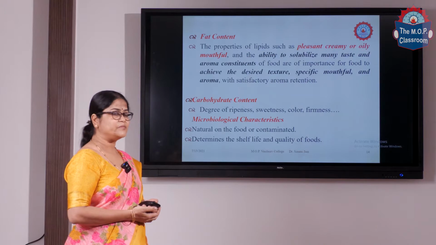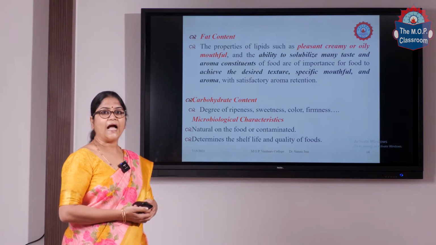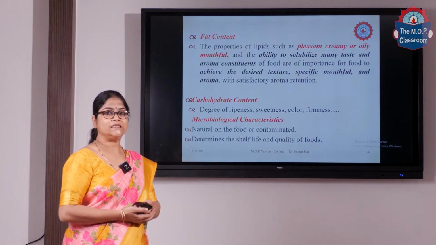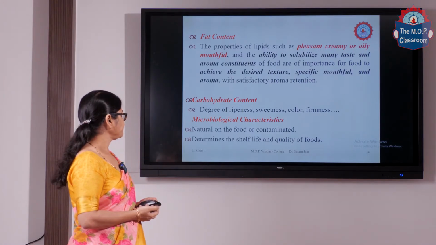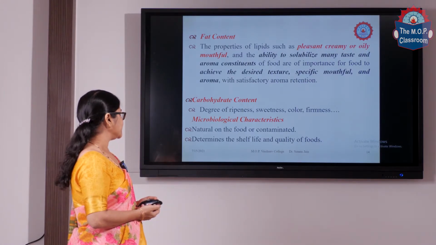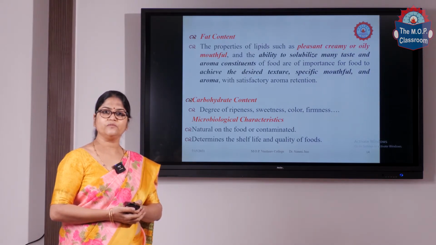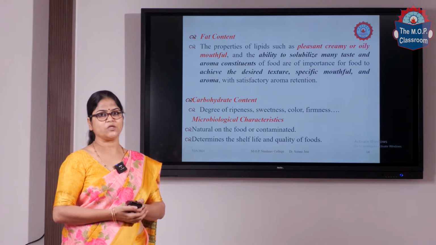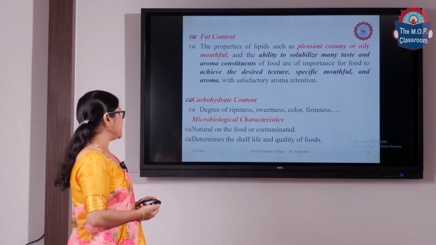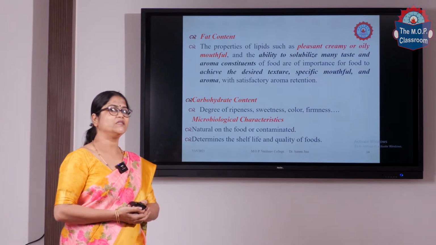Carbohydrate content. The degree of ripeness, sweetness, color and firmness of the product determines the carbohydrate content and indirectly the quality of the food substances. Microbiological characteristics: those microbes which are naturally present in the food or get in through cross-contamination can be very important in determination of the shelf life and quality of the food.